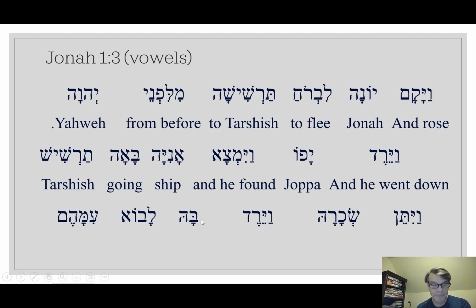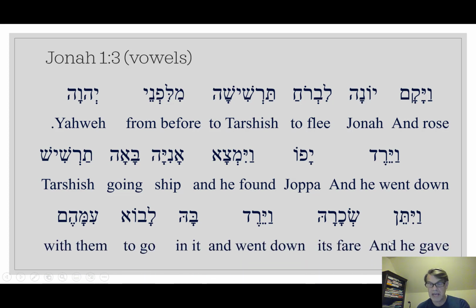Next word is ba. And what's the vowel? It's a kamatz, a long A. And what's the vowel under the lamed? It's a kamatz, a long A. And what's that second vowel in lavo? It's a holem vav. It's a holem, a long O, piggybacking on a vav, lavo. And then under the ayin, the last word, hirik. What's under the mem? Kamatz. What's under the hey? Segol. So it's imahem, with them. So this next line is, and he gave its fare, and he went down in it to go with them.